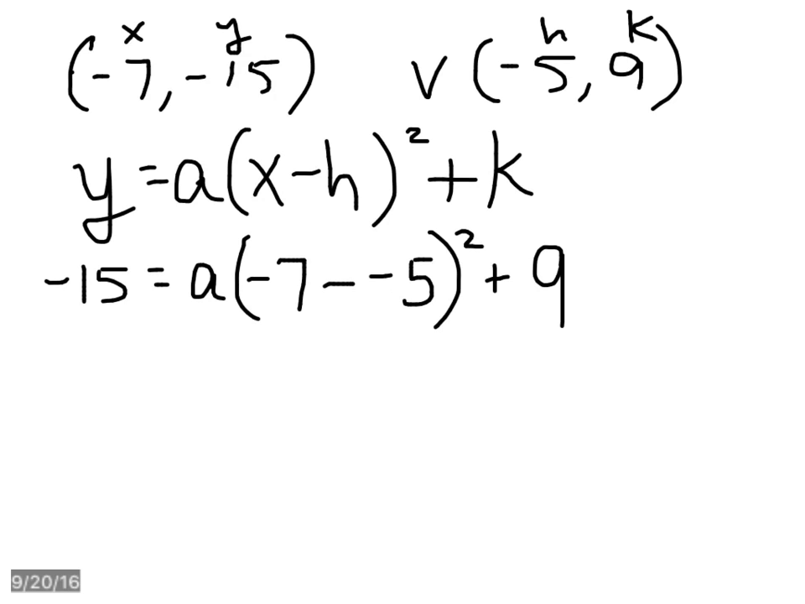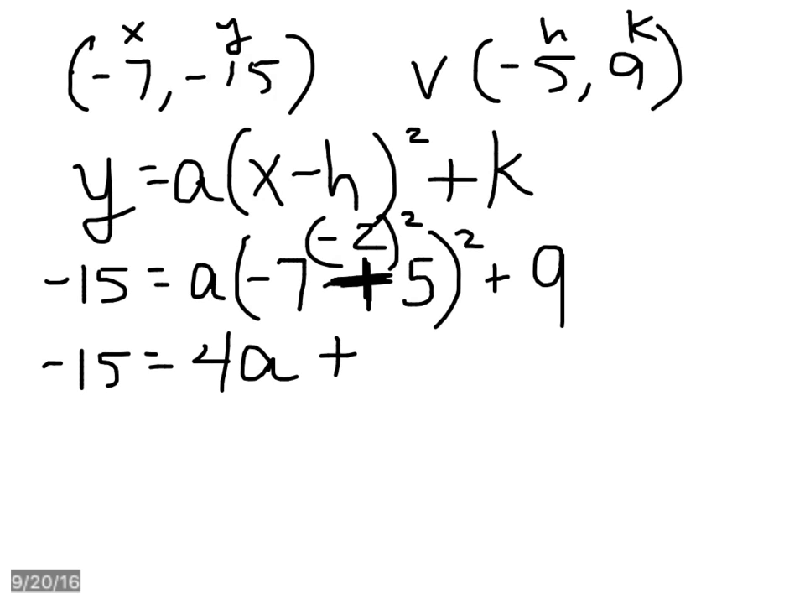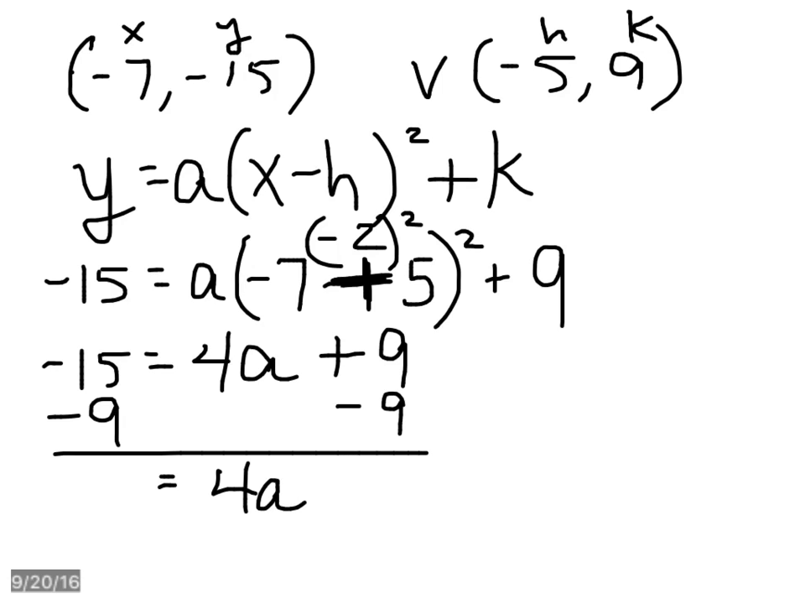Now let's clean up the parentheses first. Negative 7 minus a negative 5. Two negatives make that go what? Positive, right? And what is negative 7 plus 5? Negative 2. What's negative 2 squared? 4. Plus 9. Okay, how do I solve for a? Subtract 9 first. What's negative 15 minus 9? Negative 24? Is that what you said, Alan? Yep. Good job. Then what? Divide by 4. And negative 24 divided by 4 is? Negative 6.